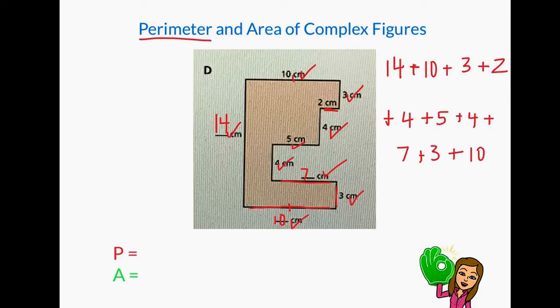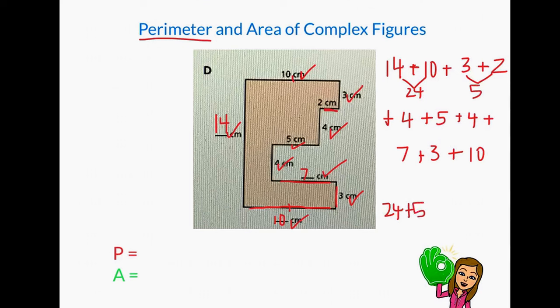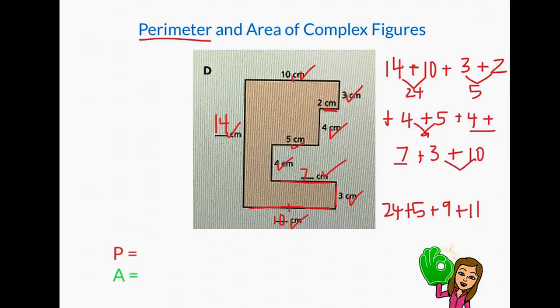I'm going to start breaking it down, so here I see 24. Here, 3 plus 2 gives me 5, plus 5. 4 plus 5 gives me 9, so plus 9. And I have 4 plus 7, which would give me 11. And then 3 plus 10 gives me 13. So let's start adding together.